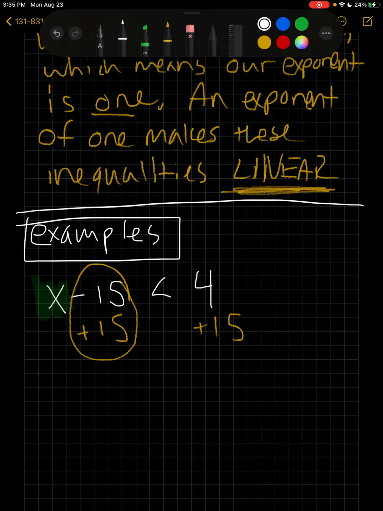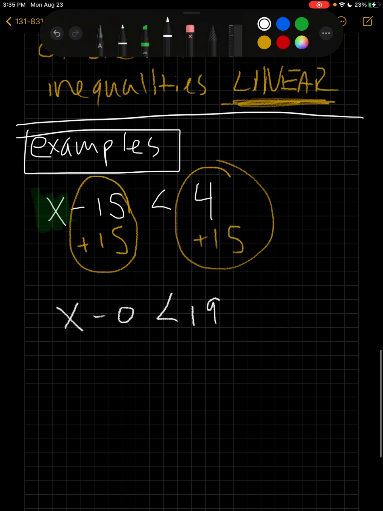So negative 15 and positive 15 are additive inverses. That means we're going to end up with 0 here. X minus 0 is less than. And then here when we add 4 and 15, we will get 19. And of course, X minus 0, that's the same as X. So we have X is less than 19. So what this means is any number that is smaller than 19 is an answer to this problem.